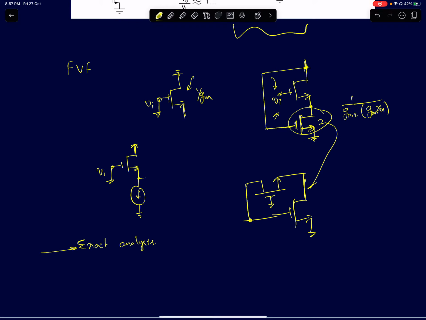Okay, so now I'm looking at this node. The output node at this point is the resistance seen here. What is the output impedance at this point? So we can quickly see in open loop, let's say there was no negative feedback, then the output impedance would have just been RO2. So let's call this device 2 and this device 1. The output impedance would have just been RO2. But now there is negative feedback.